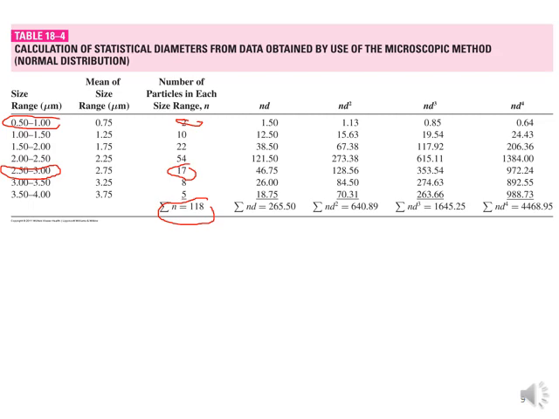And we can use these values, the average size range multiplied by the number of particles, to determine the nd, or diameter squared multiplied by the number of particles to determine nd squared, etc. Then we can use either summation of nd, summation of nd squared, or summation of nd cubed to calculate the average diameter based on Edmondson's equations.